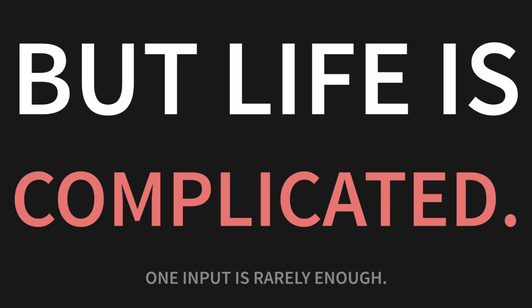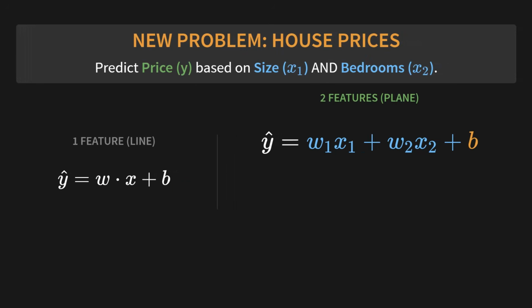So let's look at a new problem, house prices. Here we want to predict the price Y based on 2 things, the size of the house, which we'll call x sub 1, and the number of bedrooms, which we'll call x sub 2. Now, on the left, you see our old model with just one feature. It was a line, y hat equals w times x plus b. But with 2 features, we're now fitting a plane. The equation looks very similar. Y hat equals w sub 1 times x sub 1 plus w sub 2 times x sub 2 plus b.